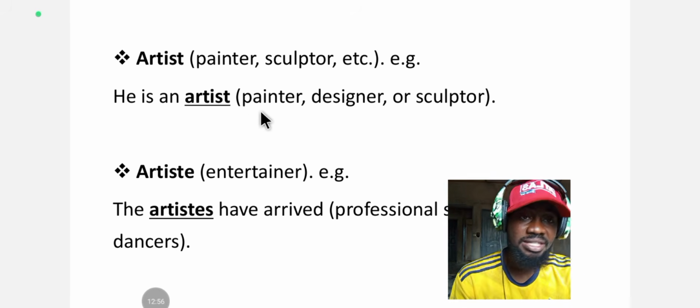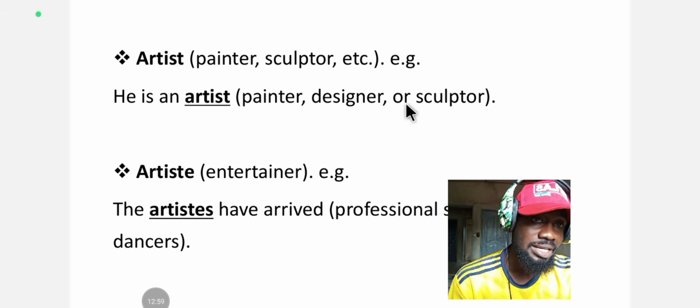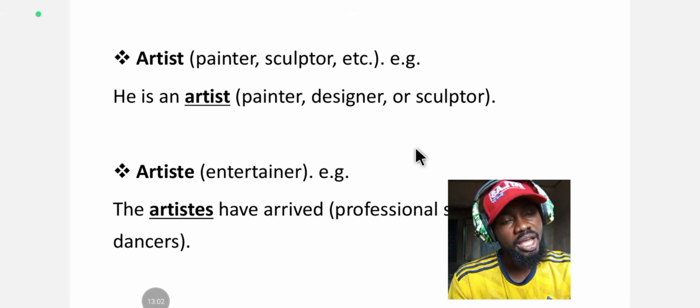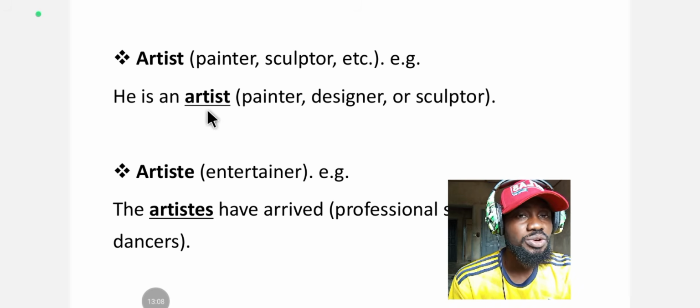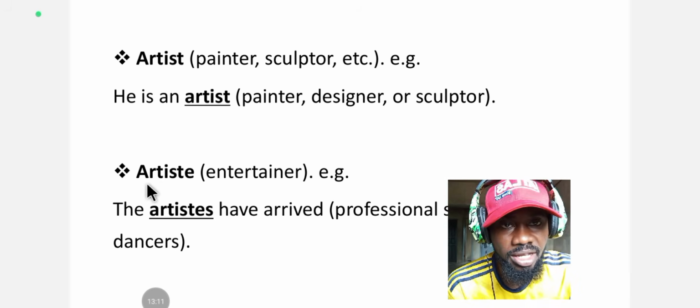Okay, it means that he is either a painter, a designer, or a sculptor. Any form of art involving visual art. That's when you use this spelling of artist. Okay, but let's look at the next one we have here.